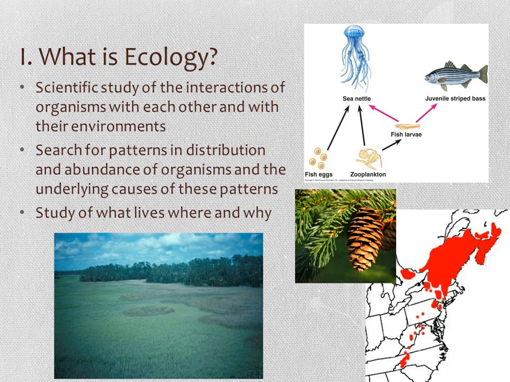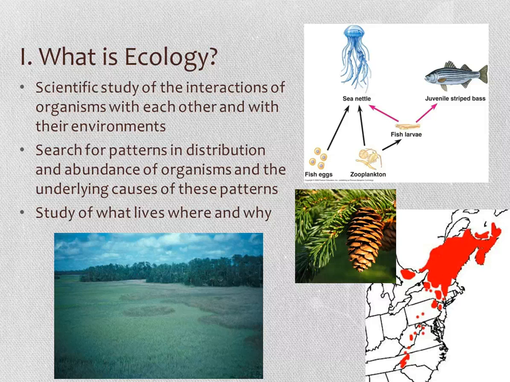A lot of people have the mistaken notion that ecology and environmental science are the same thing, but ecology is actually somewhat of a subset of environmental science. So one definition of ecology is that it's the scientific study of the interactions of organisms with each other and with their environments. One of the truisms of ecology is that organisms don't exist in a vacuum. They interact with each other in various types of relationships, and they interact with their environments.